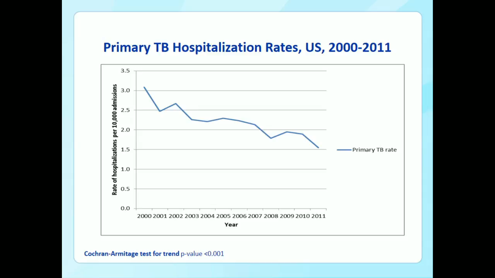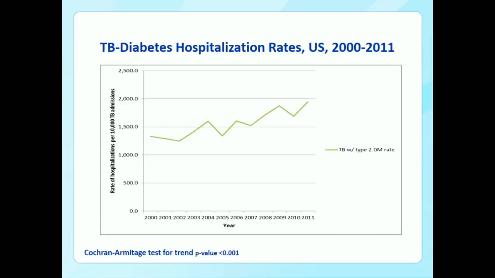When we looked at the secular trends, this slide shows the temporal trends in primary TB hospitalization rates in the U.S. And what you can see is that there has been a steep decline over the 12-year period. This decline represents a 50% decrease in primary TB hospitalizations using the denominator of all-cause hospitalizations, and this decline was statistically significant. By contrast, if we look at the subset of TB hospitalizations where there was comorbid diabetes, we see a fairly dramatic increase, roughly 30% over the 12-year period. Again, this increase was highly statistically significant.